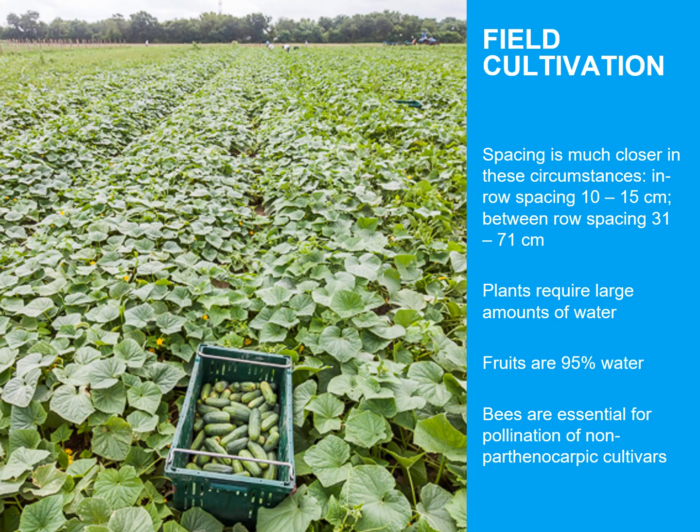So plants, as cucumbers are obviously predominantly made up of water, up to 95% of the fruit is water, require a large amount of water and irrigation. Also, they require access when they're flowering to bees and pollinators, and that's essential for the non-parthenocarpic cultivars, which need cross-pollination between the male and female flowers on the plants.